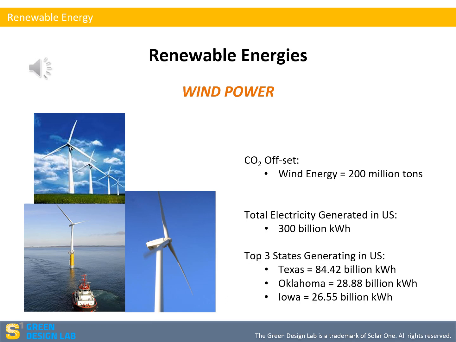The top 3 states generating wind power are Texas with 84 billion kilowatt hours, Oklahoma with 28 billion kilowatt hours, and Iowa with 26 billion kilowatt hours.